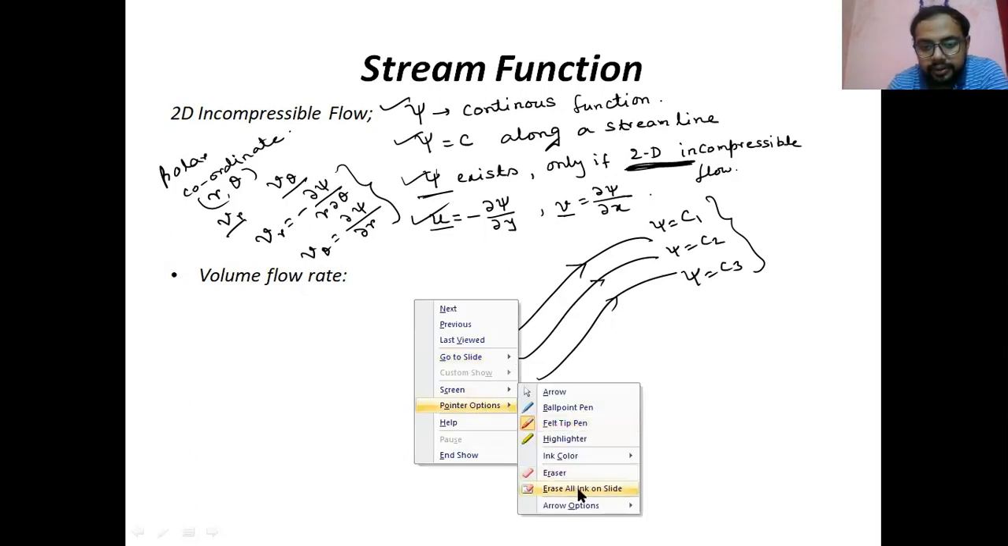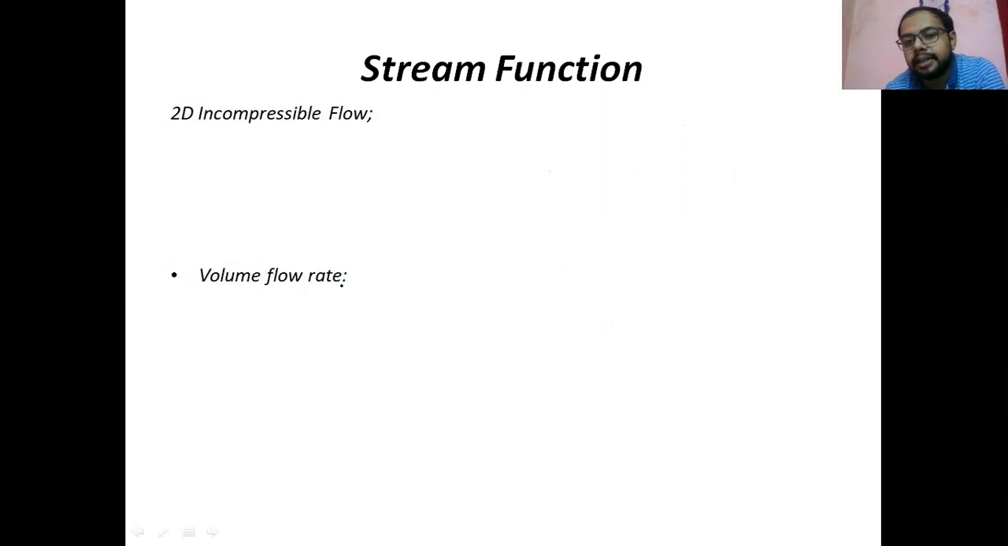So we come back to how it is connected with the volumetric flow rate. Let us take two points. One point is A, which is a fixed point. Another point is B, which may be an arbitrary point. If you join these two points A and B by a line, what is the volumetric flow rate across the line? That is what we are going to consider.